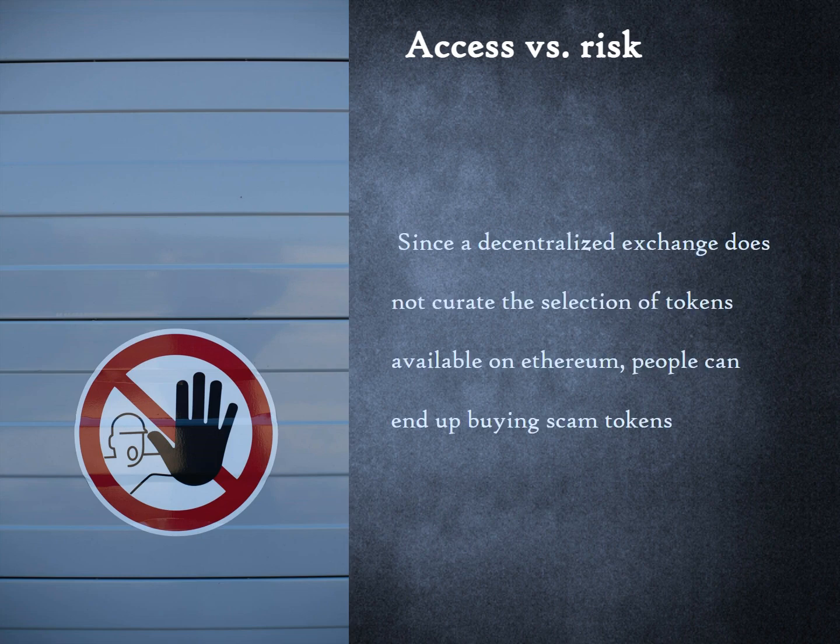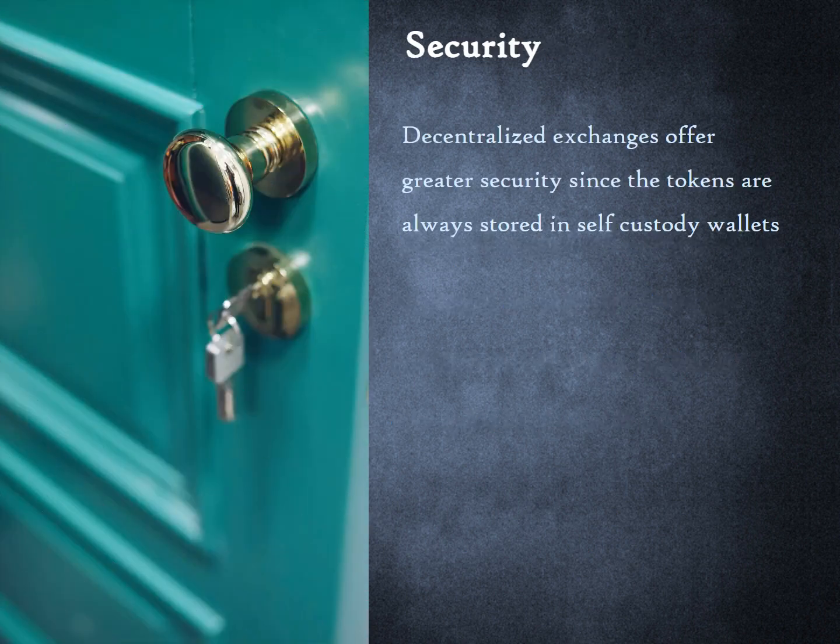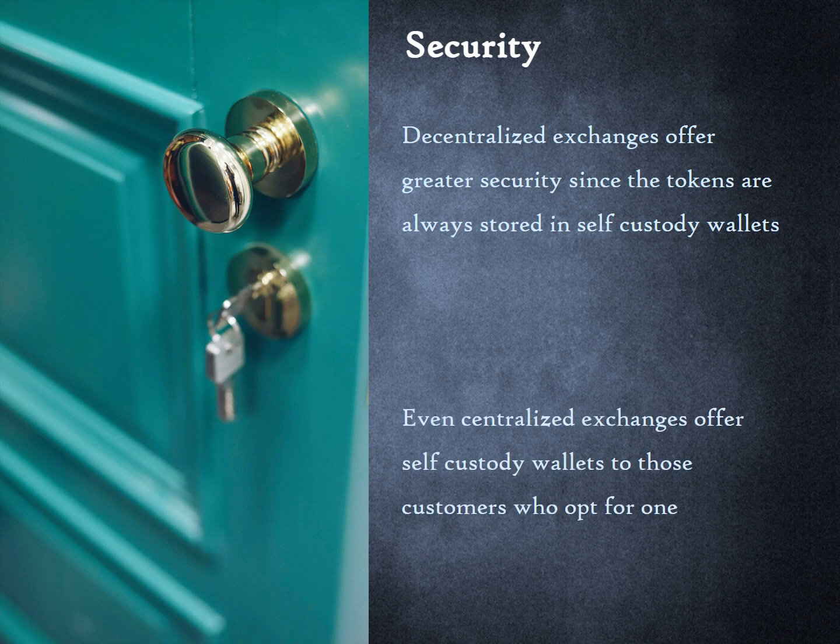Since a decentralized exchange does not curate the selection of tokens available on Ethereum, people can end up buying scam tokens. Decentralized exchanges offer greater security since the tokens are always stored in self-custody wallets. Hence, there is no danger of losing one's coins if the exchange closes, goes bankrupt or gets hacked. Even centralized exchanges like Coinbase offer self-custody wallets to those customers who opt for one.